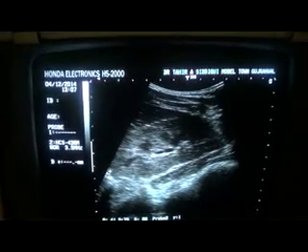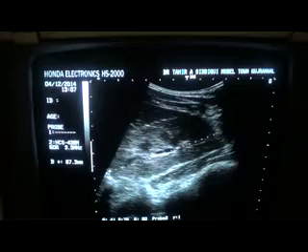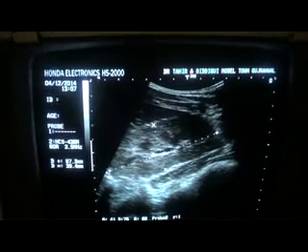The length of the kidney is 8.7, it's within normal. Anterior posterior diameter is 3.5, it's within normal.